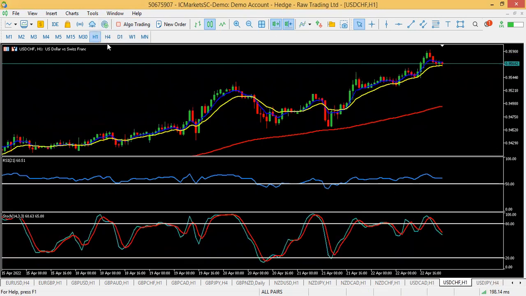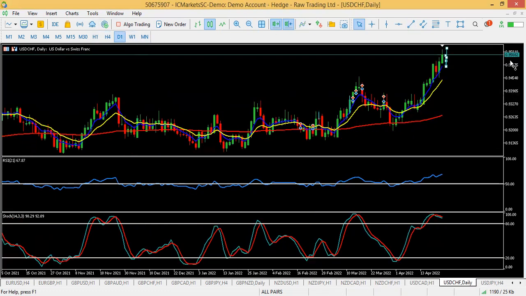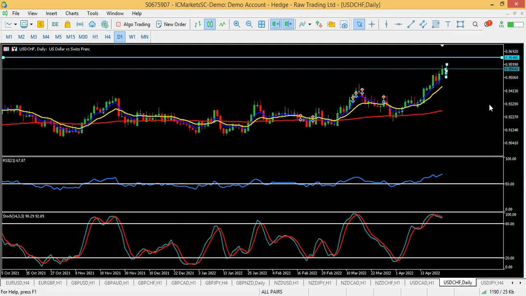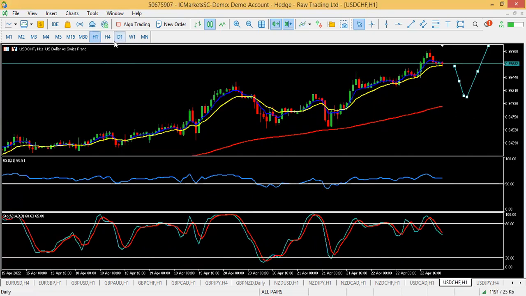0.9648. All right, so we want to wait for the pullback on the entry time frame and catch the buy entry on its way up and take your profit before the blue resistance at 0.9648. So guys, USD Swiss franc is also good for a buy. So this is what I have for you.